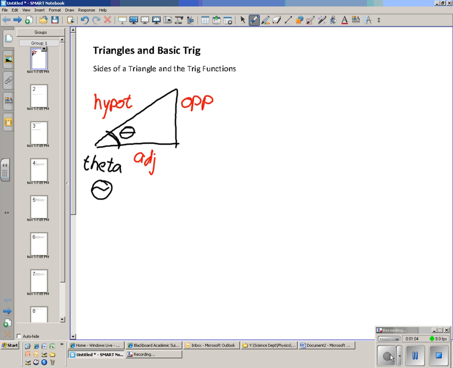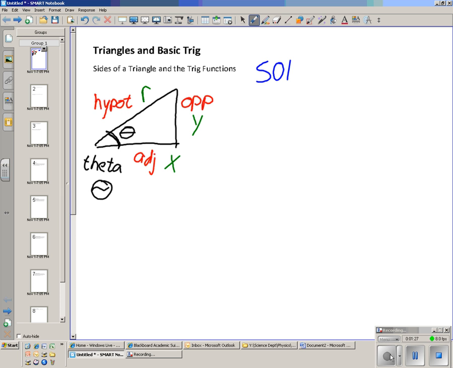Now in physics, we are going to use slightly different lettering. For the opposite, we notice that is on the y-axis. The adjacent is on the x-axis, and the hypotenuse is something we will refer to as the r for resultant. Those are the triangle characteristics, and now we're moving on to the trig part.